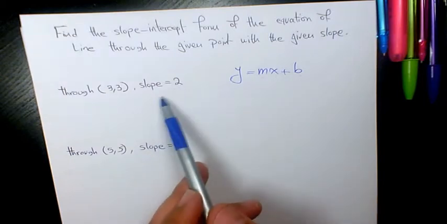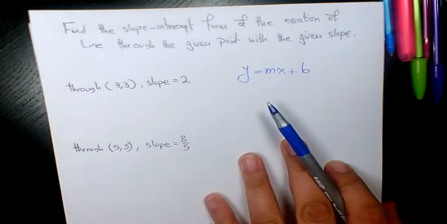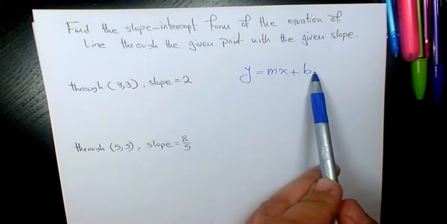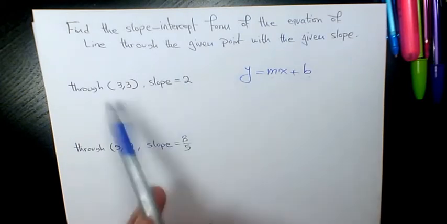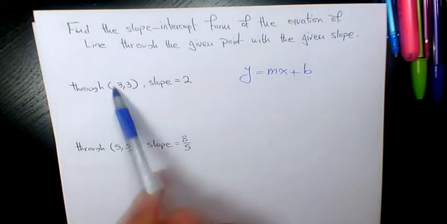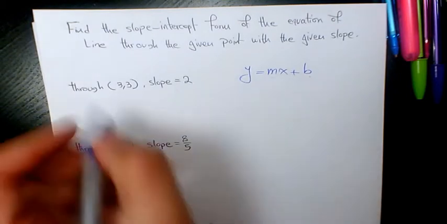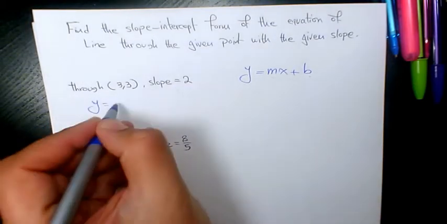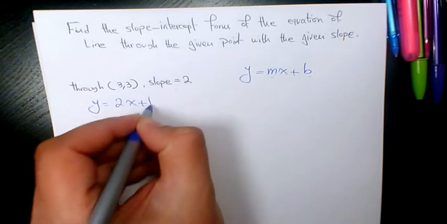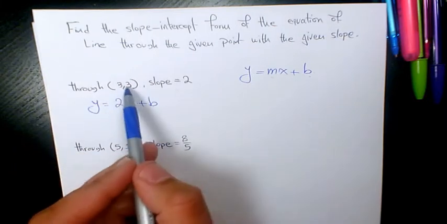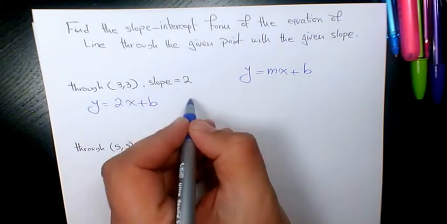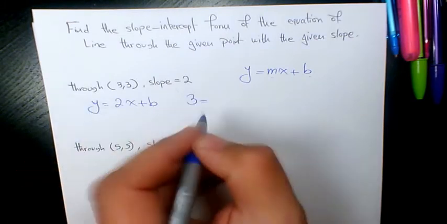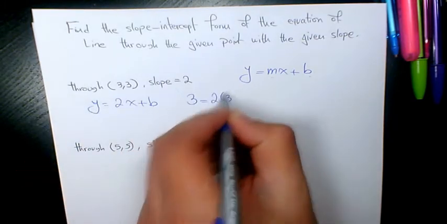In this kind of situation, m is given, which is the slope, and b can be found by just substituting the coordinates into the equation. For example, the slope here is 2, so we have 2x plus b. How do we find b? We just substitute this point into the equation. So it's going to be 3, which is y, equals 2 times 3 plus b.